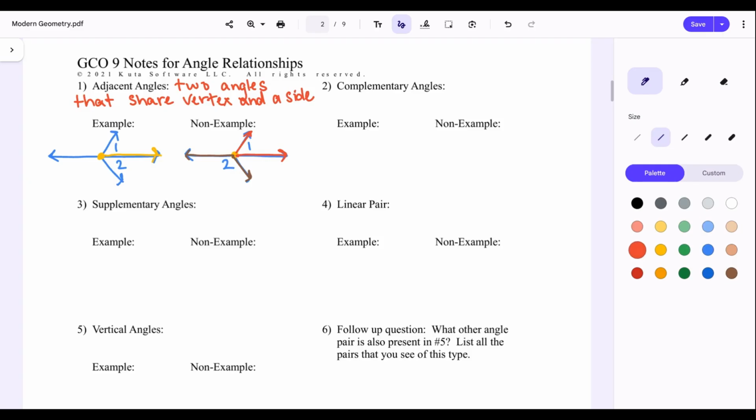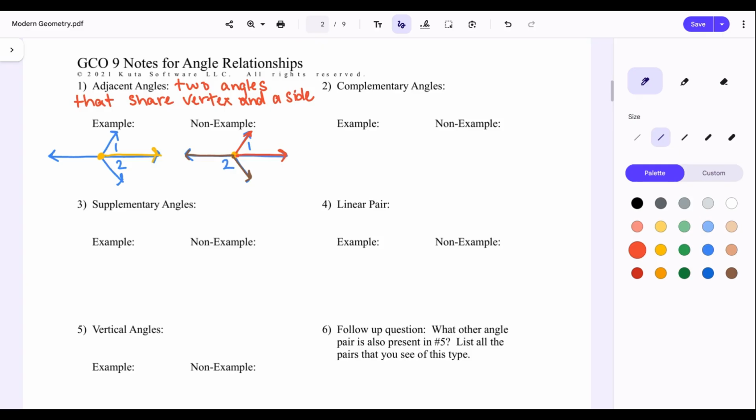Now, sometimes when we have adjacent angles, they might be put together in a very specific way that allows us to see, oh, those two angles are going to do something as far as their measurements. They're going to add up to something or they're going to equal something. Okay, so now we're going to get into some really specific types of adjacent angles.